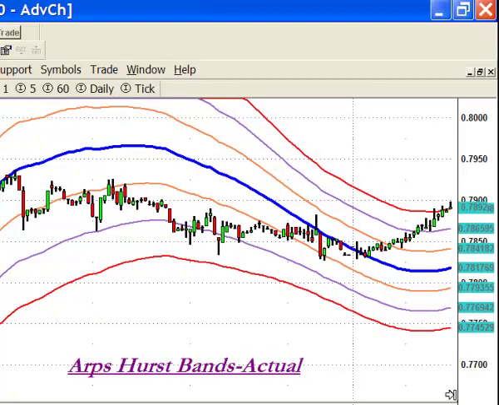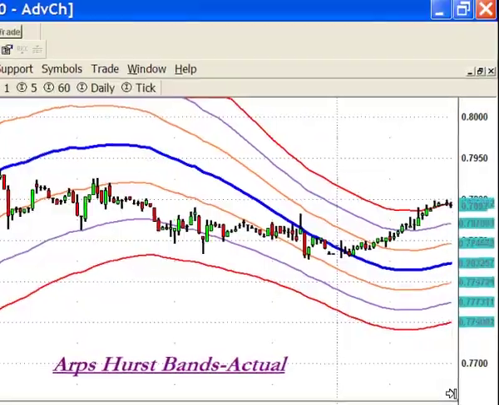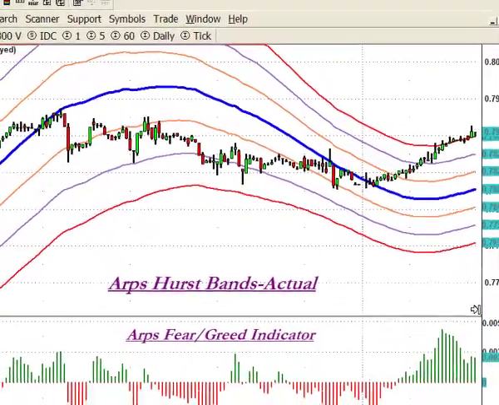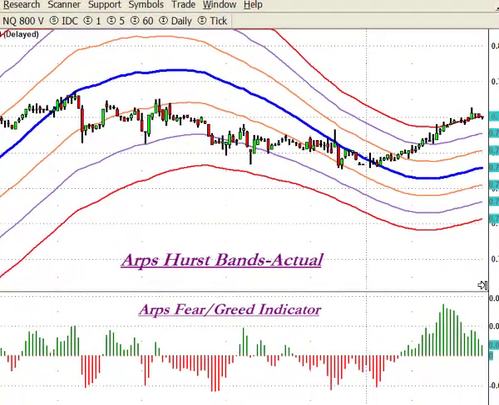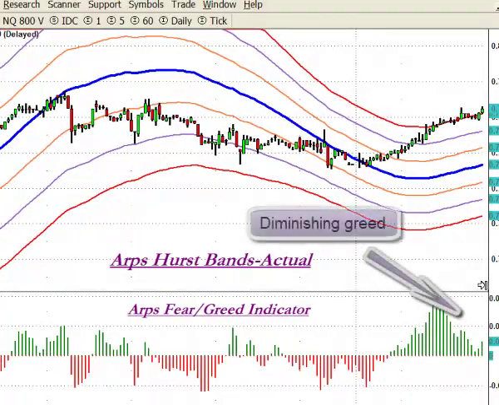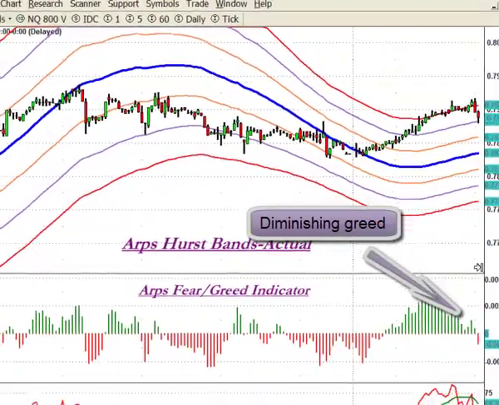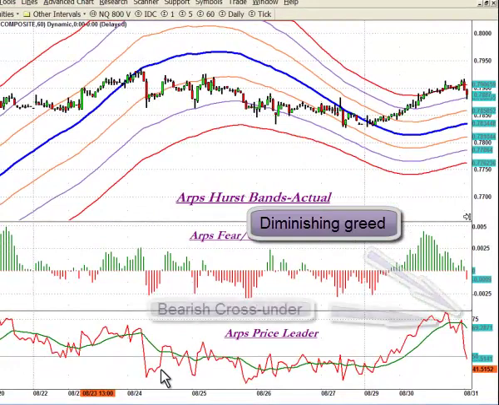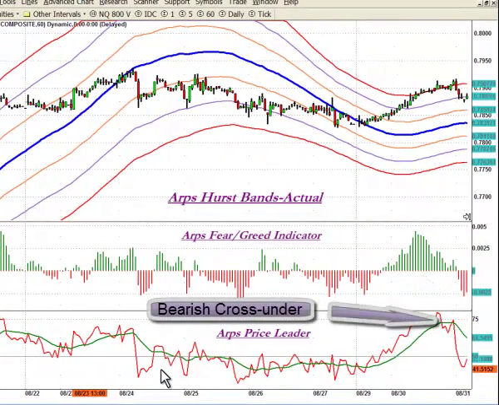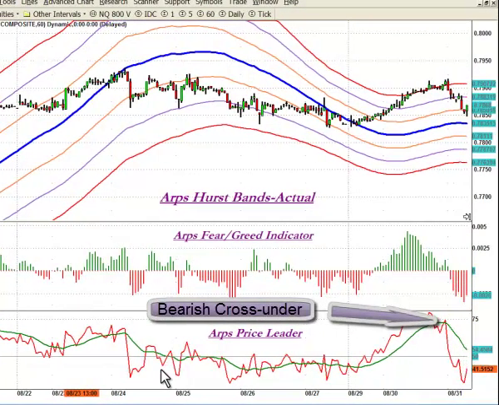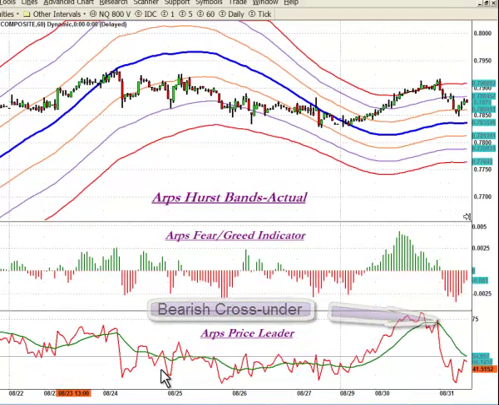At this point, the savvy trader should consult their market strength tools, like the Arps Fear-Greed Indicator, for divergence confirmation, and then get their timing signals for the trade from a momentum or acceleration oscillator, like the Arps Price Leader. A good price target is the center line.